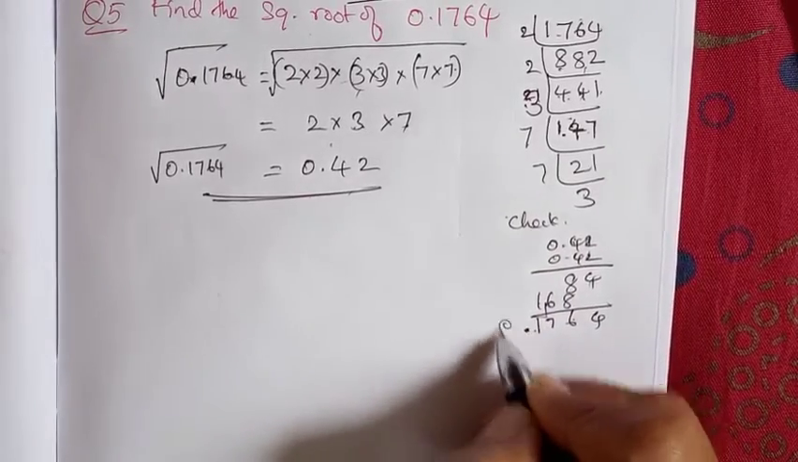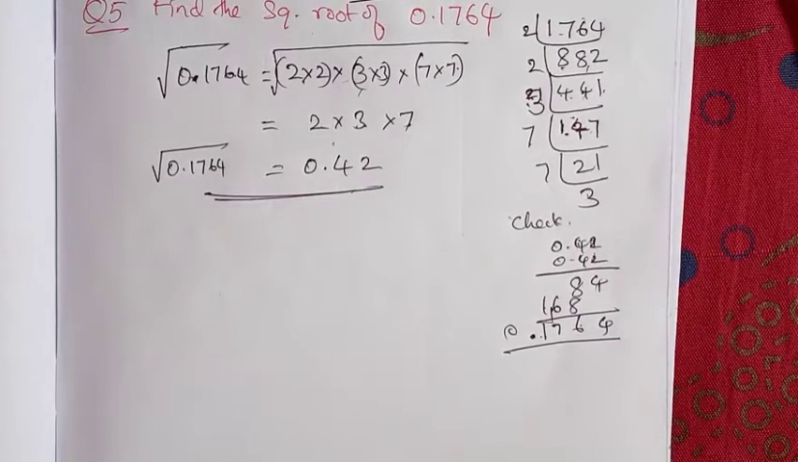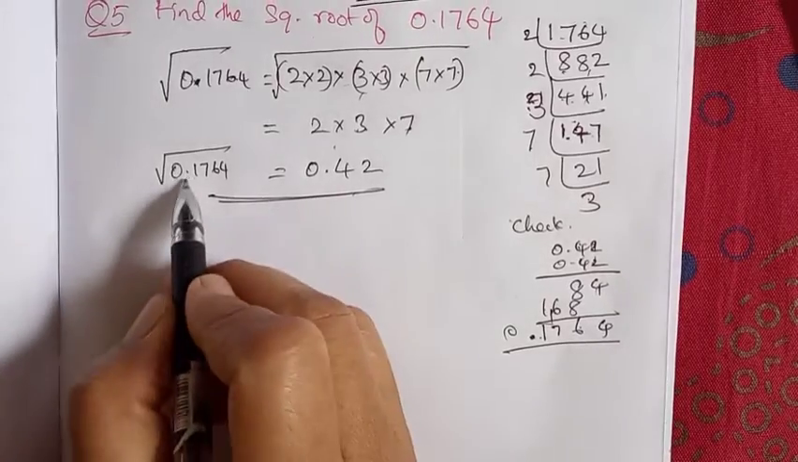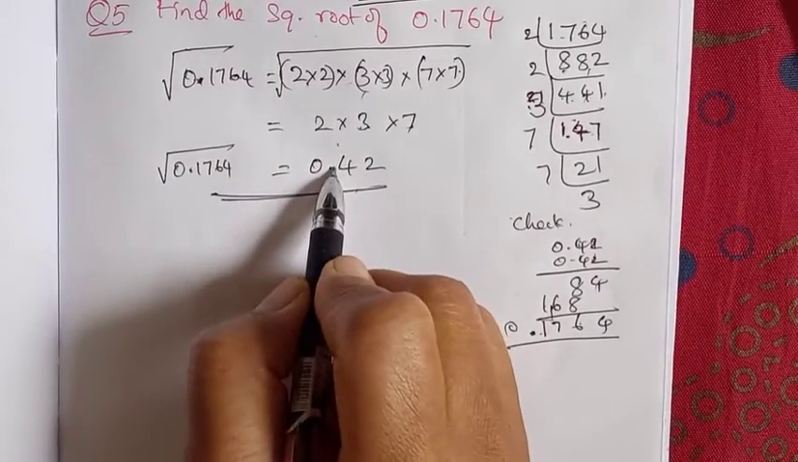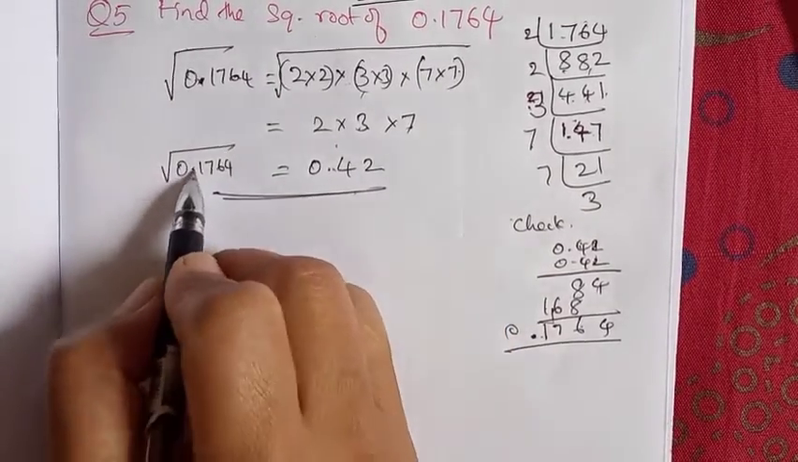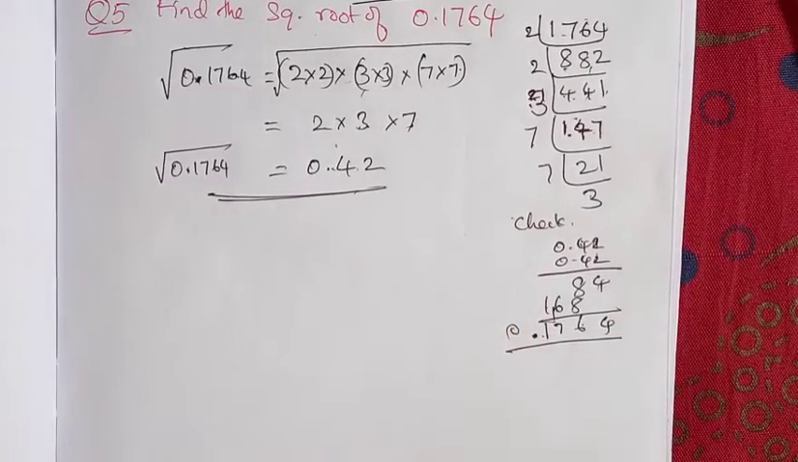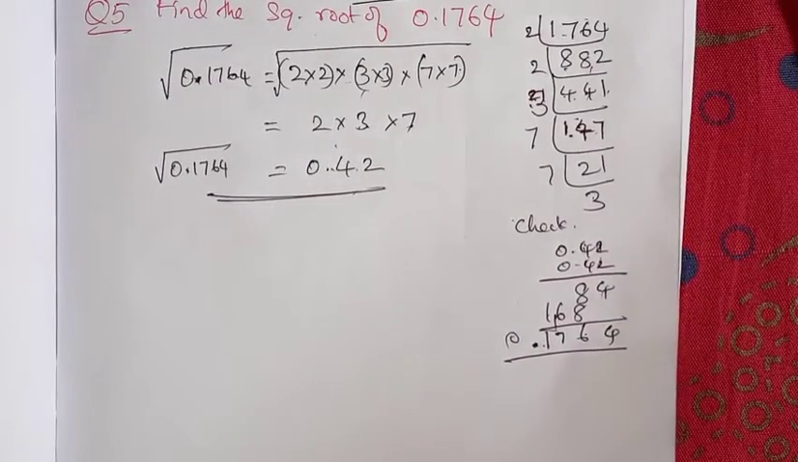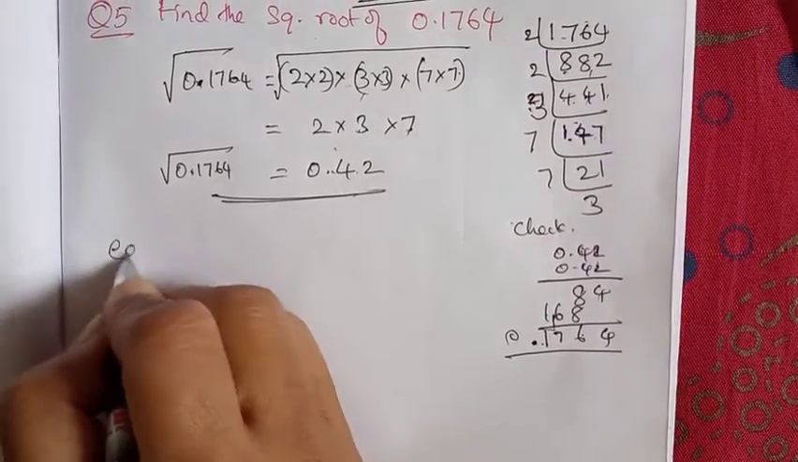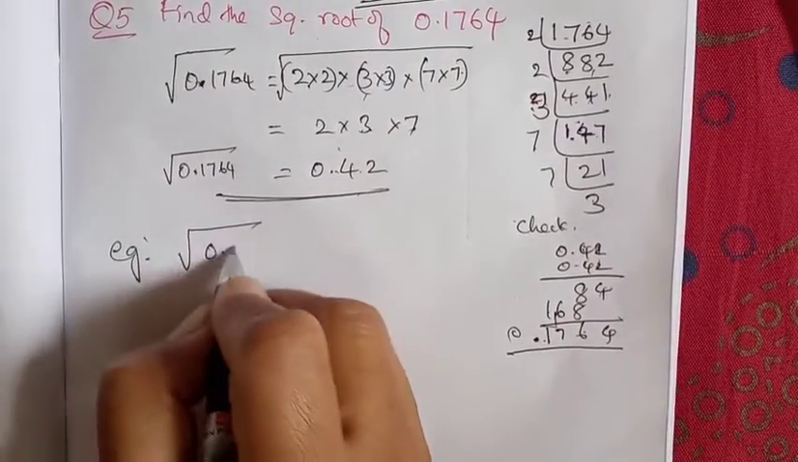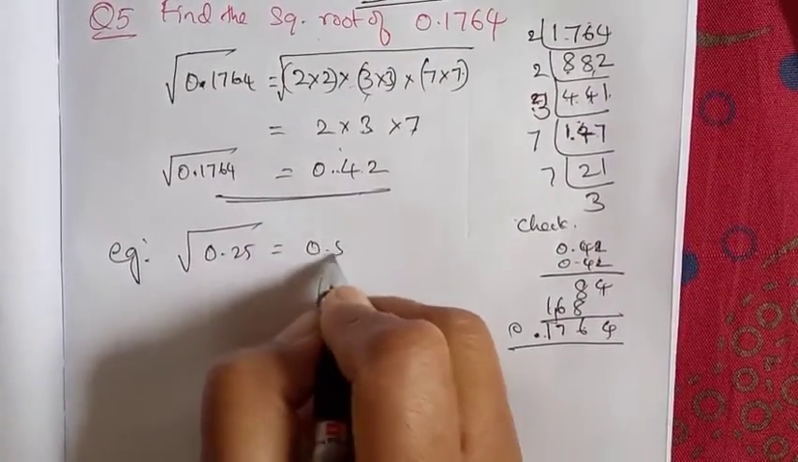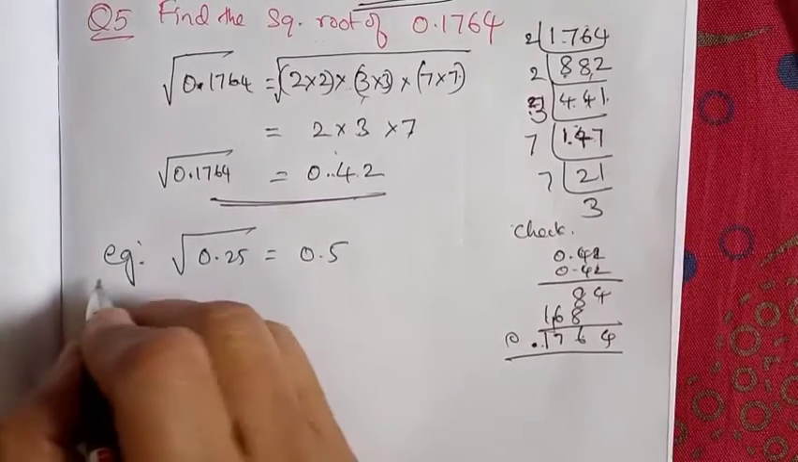So children, this is very simple logic. Whenever the question will be in 4 digits, the answer will be in 2 digits. If it is in 6, it will be in 3. In that way, you have to identify. If it is, one more example I'll explain to you. Suppose square root of 0.25, what is the answer? Square root of 0.05. This is just an example.